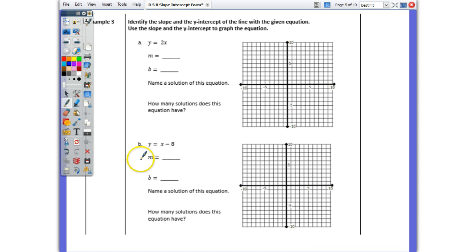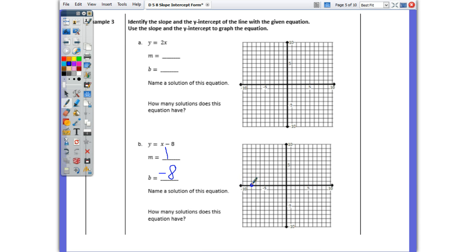What's my slope? 1. What's my y-intercept? Negative 8. All right, let's graph this. Where do I start on my graph? I start at negative 8 right here, right?